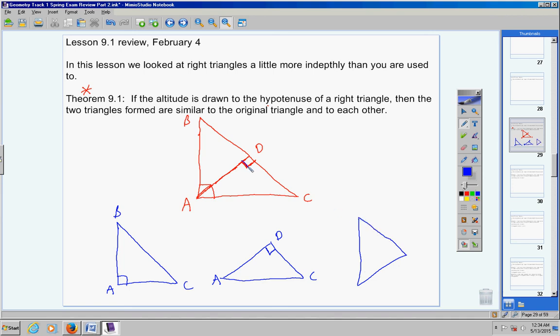And if this is a right angle here, then we know we have a right angle here. So this angle right here is a right angle. And it's going to be triangle B, D, B, D, A. Alright? Now, all of these triangles, it says the two triangles formed are similar to the original and to each other.